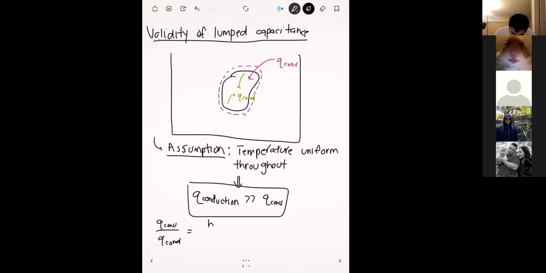Convection usually depends on the convection coefficient h, so let's put h in the numerator. Then in the denominator, let's put a physical parameter that governs conduction. Let's use k, where k is the thermal conductivity of our object. And then just to make sure that the units for the top and the bottom match up, let's multiply it by some length L.